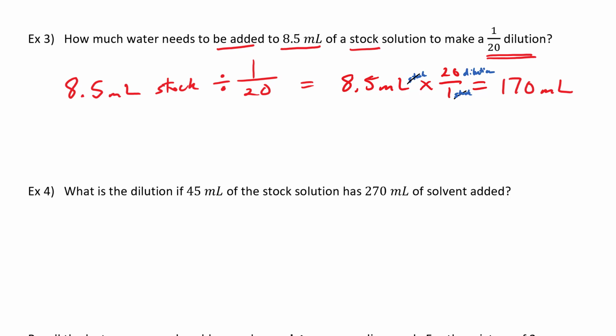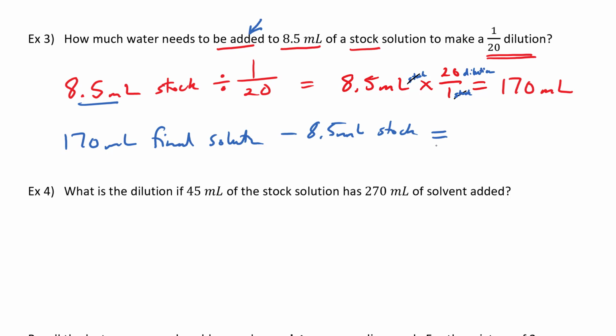The question asked how much needs to be added to this solution. So I can take my 170 mils of my final solution and subtract away my 8.5 mils of my stock solution. This will then give me 161.5 mils of my solvent. So I can take the stock solution, I can add 161.5 mils of water to that, and this will make the new solution 20 times more dilute.